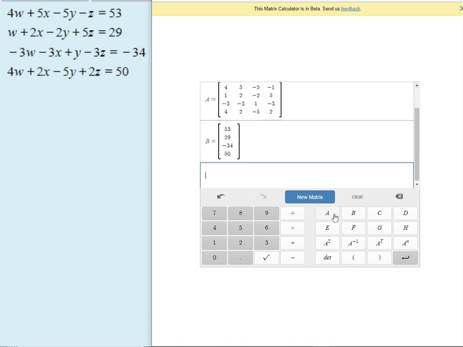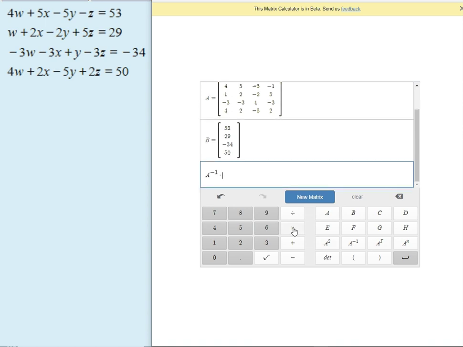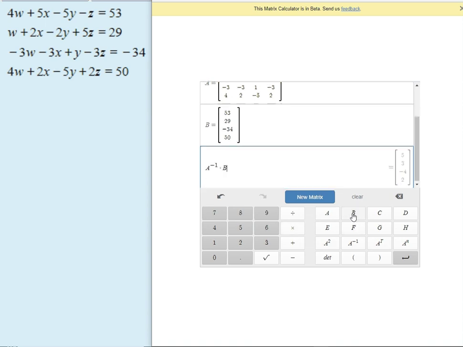Now all I have to do, if I want to get the answer, it's always just going to be the inverse of the coefficient matrix times the constant matrix. There are my solutions. Wait, so it's A times B? It's A inverse times B. Okay. So there's the inverse button right there. You have to hit A first, and then you hit the inverse button.